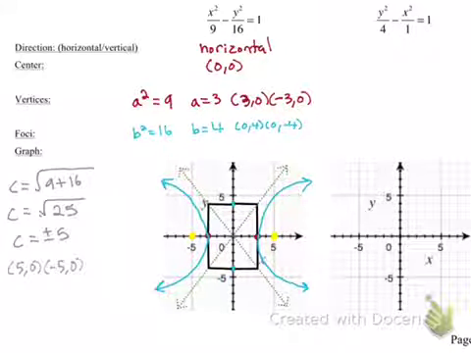So on this example, I did the foci. We're not doing foci. If you do the foci, I'll give you extra credit. Okay, that's up to you. So the foci would be at 5, 0, negative 5, 0. Okay.